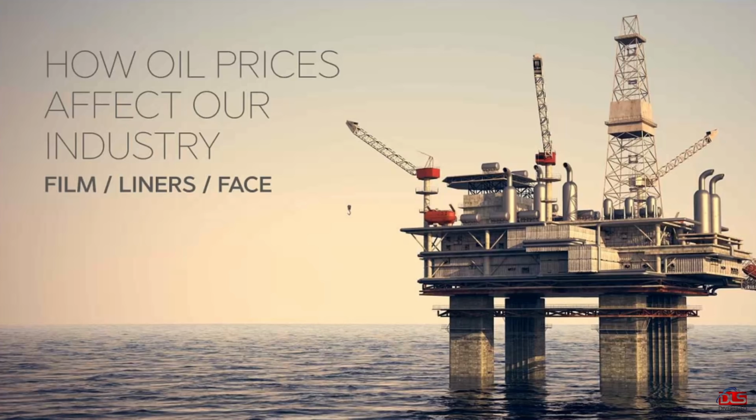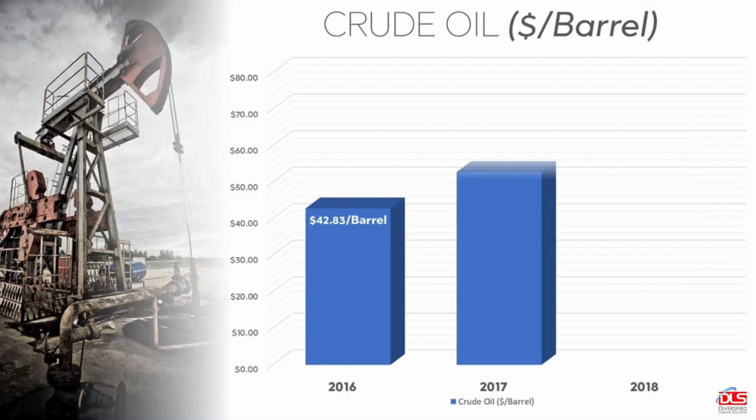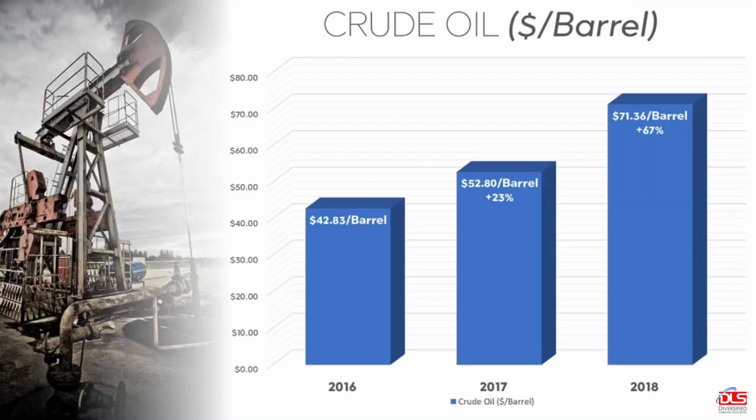So oil. Oil is a key component to our materials that we use. So let's talk about how oil prices are impacting the synthetic label material components. It all starts with crude oil. As we frequently see in the news, the cost of crude oil continues to rise. Oil prices are up 67% compared to 2016 and up 44% already from last year. So that also continues to rise.